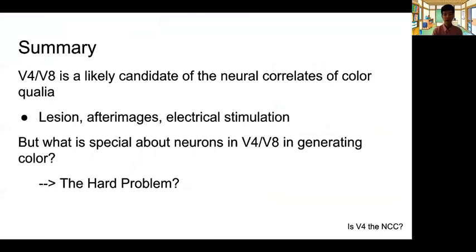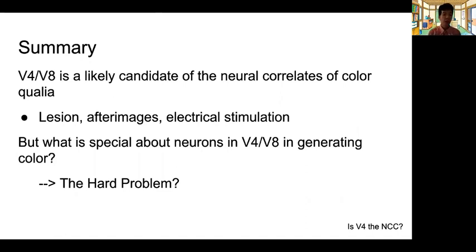Okay, so in summary, this first part of the lecture showed that V4 or V8 is a likely candidate for the neural correlates of color qualia, and the evidence comes from lesions, afterimages, fMRI and electrical stimulation. And here again, the question is the same as in the MT situation. What is special about the neurons in V4 and V8 in generating color? If you look at neuronal spiking behavior or biophysics or connections, they don't look significantly different at first look, but they are most likely different. And this local connectivity and local property of the neurons are likely to be the factor for generating color on one end and motion on the other end.